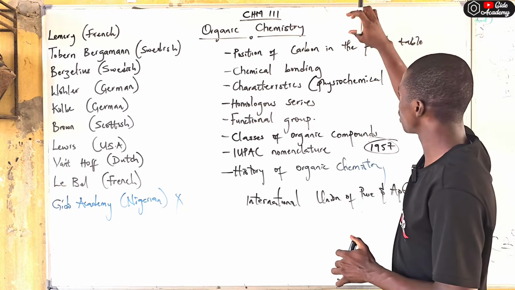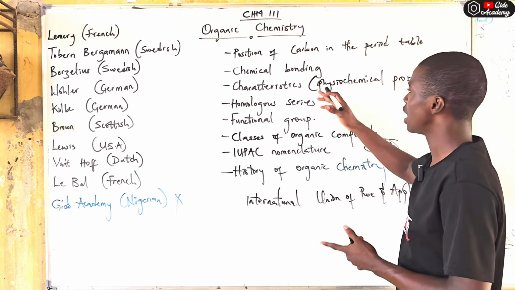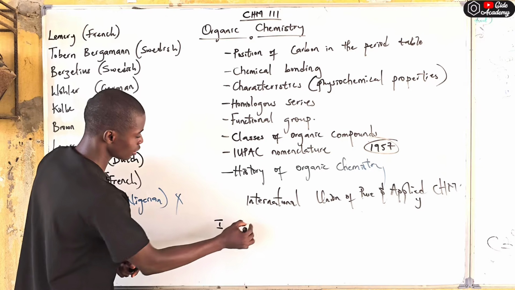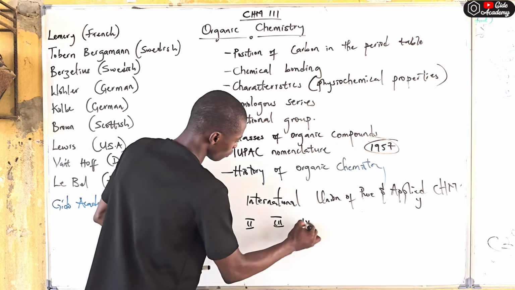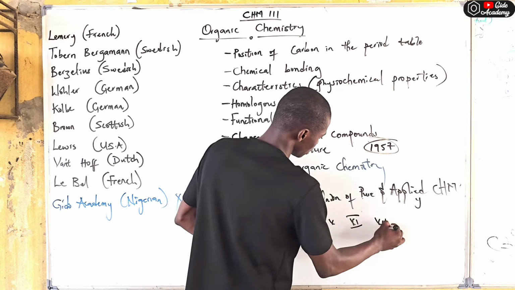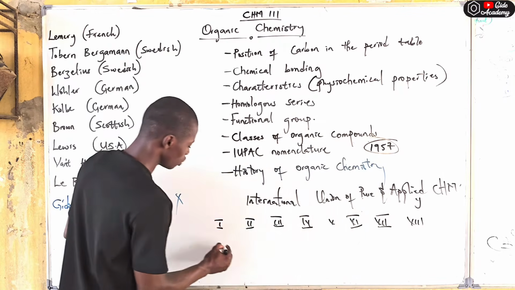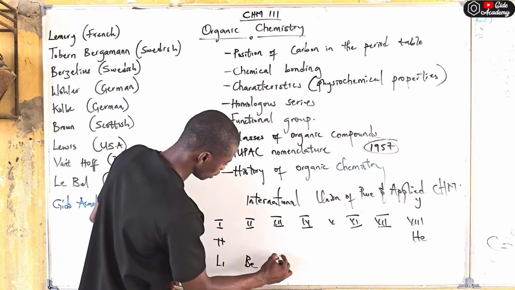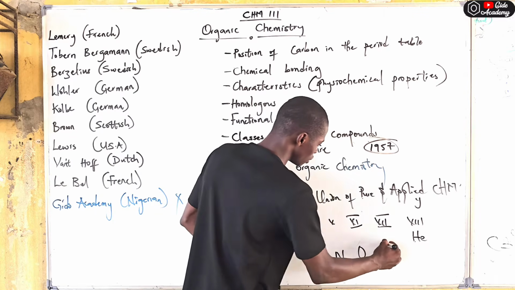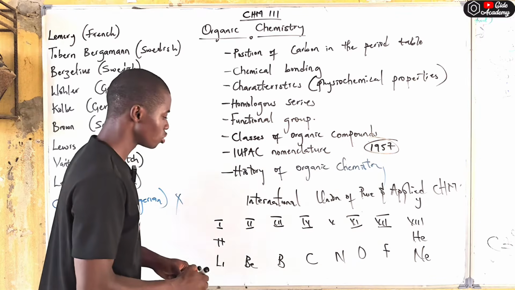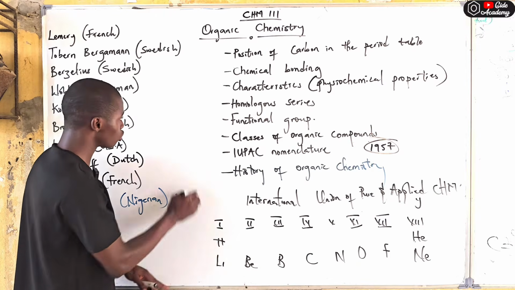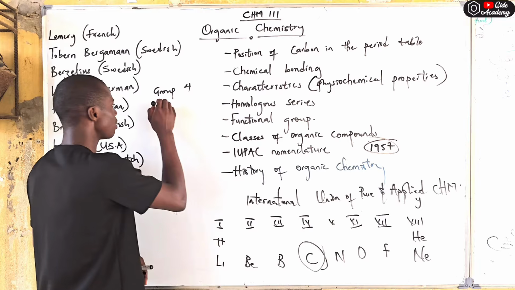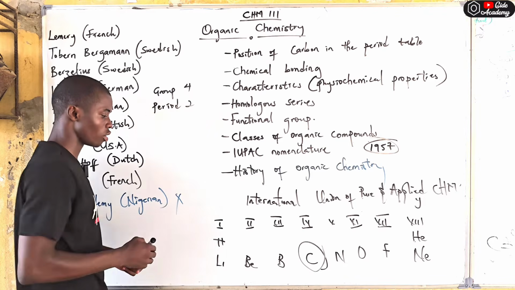So let me quickly start with the position of carbon in the periodic table and chemical bonding in this particular video. We'll be working with the first 8 elements: group 1, group 2, group 3, 4, 5, 6, 7, and here is 8. If I place hydrogen here, helium will be here, lithium, here is beryllium, here is boron, here is carbon, nitrogen, oxygen, fluorine, and here is neon. So we know that carbon belongs to group 4. Carbon belongs to group 4 in the periodic table. This is carbon here. And carbon belongs to period 2 in the periodic table.